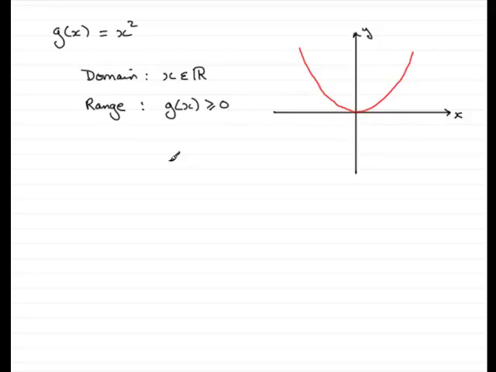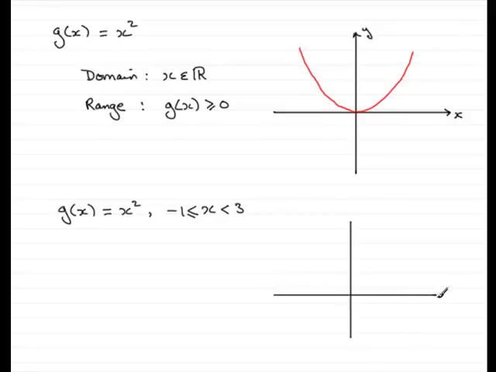Now suppose we restricted the domain. Suppose we had the same function, g of x equals x squared, but we restricted the domain to be x between -1 and 3. And let's suppose we can let x equal -1. So x is greater than or equal to -1 but less than 3. So what would the graph look like now?